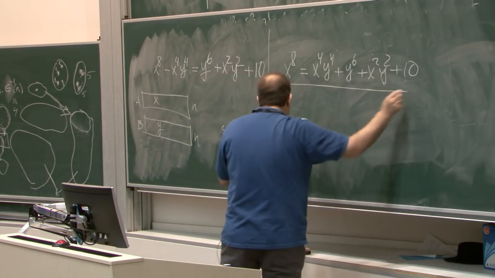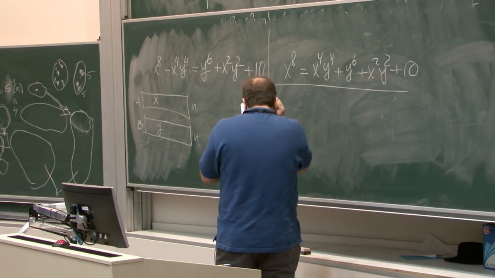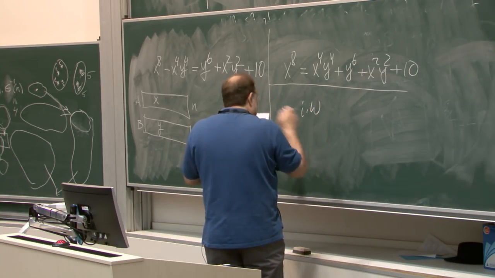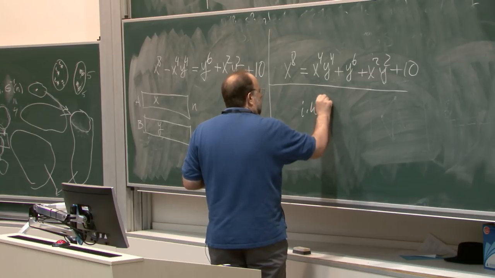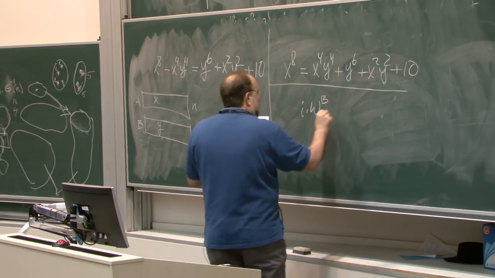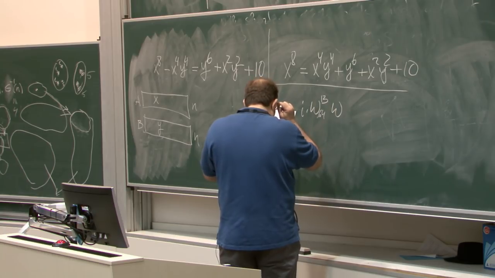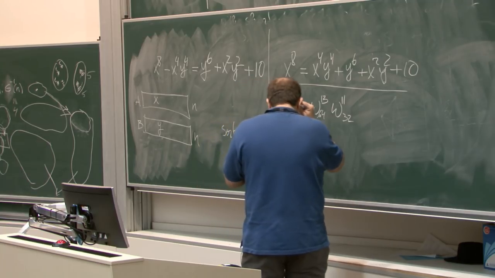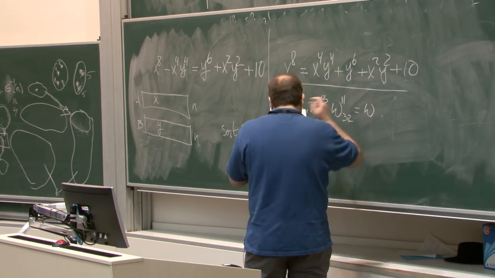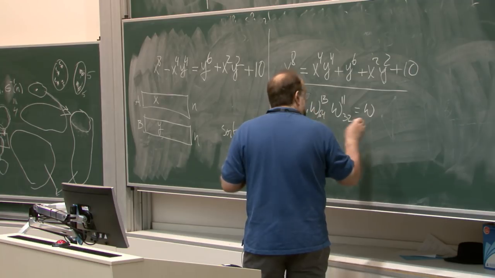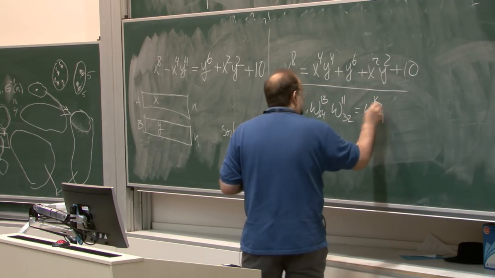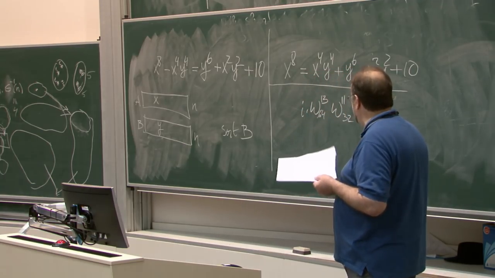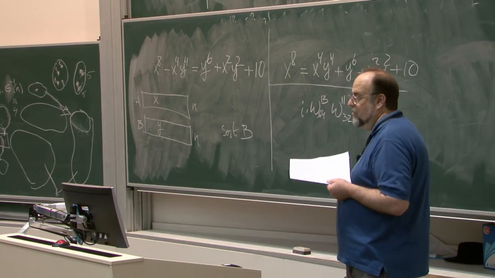So how would you find all k's that satisfy the following? i times omega 64 to the power 13 times omega 32 to the power 11 equals omega 64 to the power k. How would you describe all k's that satisfy this equation?